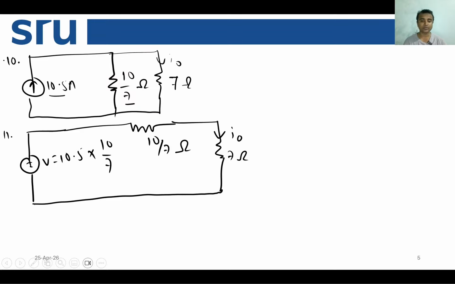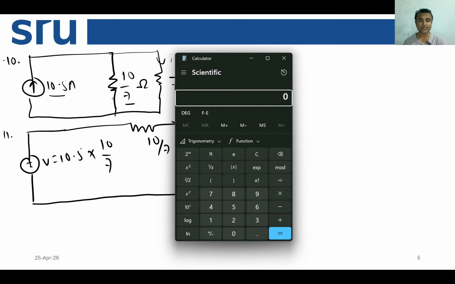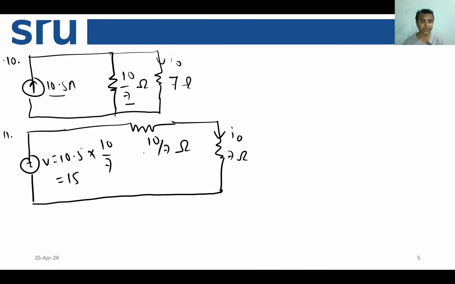So let us calculate this: it is 7 by 10 by 7. 10 divided by 7 is 1.43. So 1.43 times 10.5, so it is 15 here. So it is given by 15 volt here, and this is given by 1.43 ohm. Okay, 1.43 here.